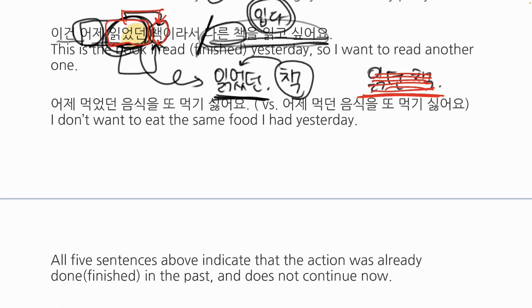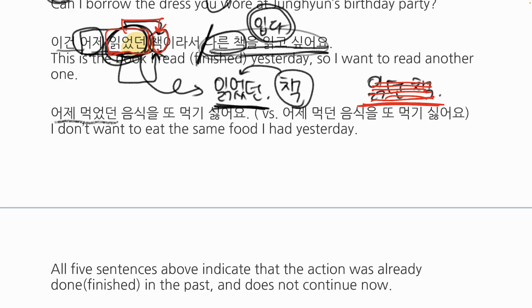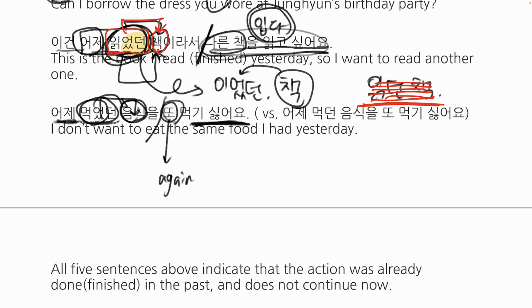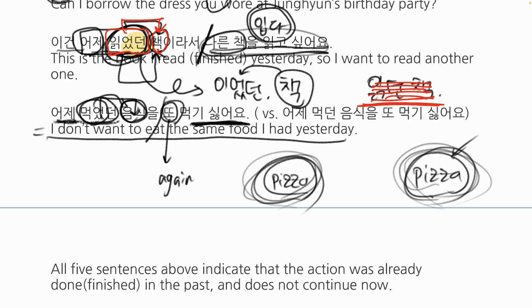그 다음에 last one. 어제 먹었던 음식을 또 먹기 싫어요. 어제 먹었던 음식을 또 again 먹기 싫어요. I don't want to eat again the food that I ate, as in that I finished eating. So it means you don't want to have the same type of food that you had yesterday.